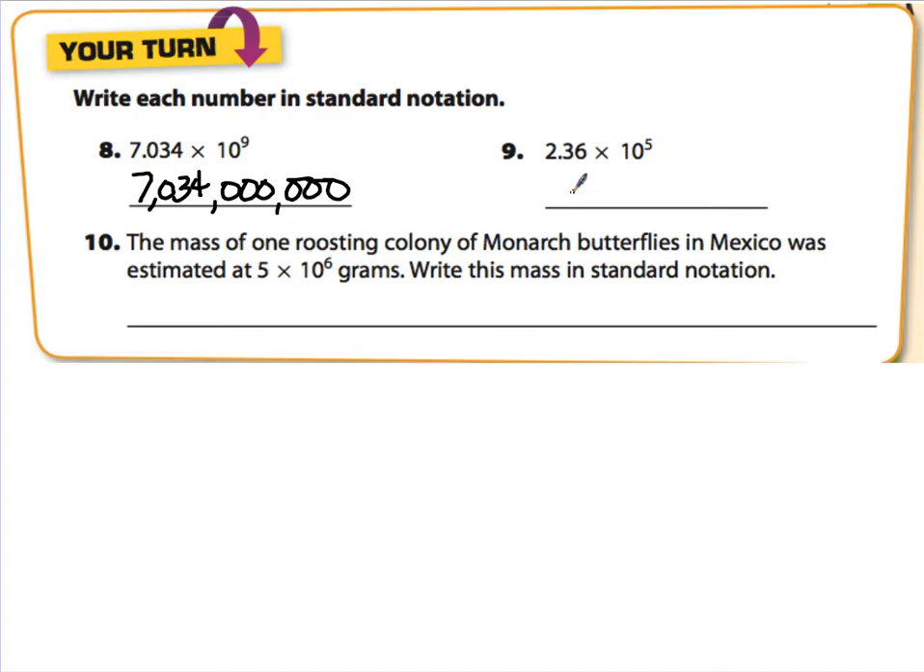And then in the next one, so this would be 2. So again, 1, 2, and then 3, 4, 5. So we have to add those zeros. So in this case, we would have gotten 2, 3, 6, and added 3 zeros, which gives us 236,000.